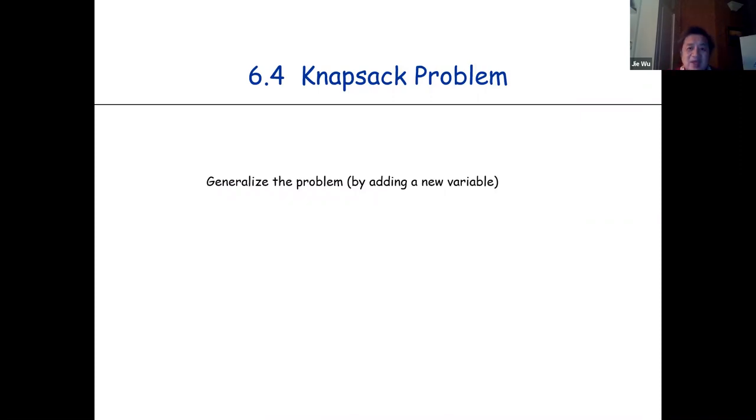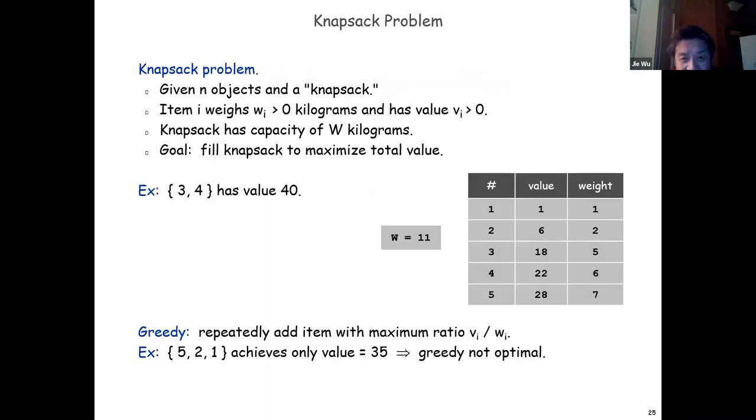It's a very famous knapsack problem. It looks like a knapsack problem being discussed in almost all the algorithm classes or data structure classes. So this, I call a generalized problem. It's actually a generalization, or the book says adding a new variable. Basically, it's a generalization. So let me explain what generalize means. Let's first understand the problem.